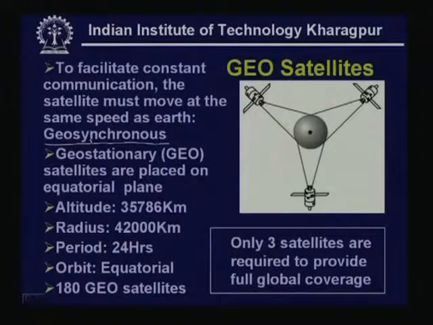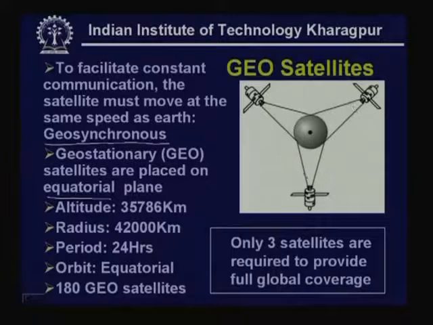So, you have to keep track of it, you have to compensate for Doppler effect and other things. But if it is so positioned that its movement is stationary with respect to a point on the earth, then it is called geostationary geosynchronous satellites. And there is a special situation when the geosynchronous satellites are on the equatorial plane. If it is on the equatorial plane, then it is called geostationary satellites.